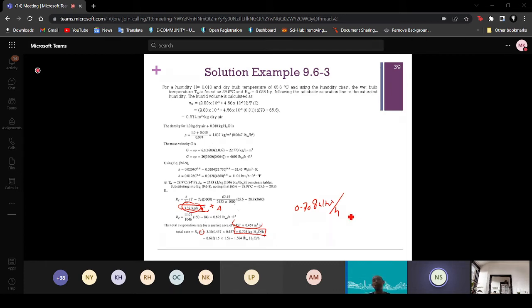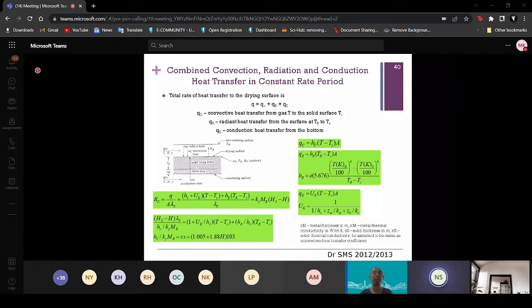Let's say if I run this dryer for 10 hours, the cumulative water removed is going to be 7.8 kilo water removed in 10 hours. That's if they ask a question like that. Alright? So, okay, clear? On this example. Okay, hopefully everything is going well.